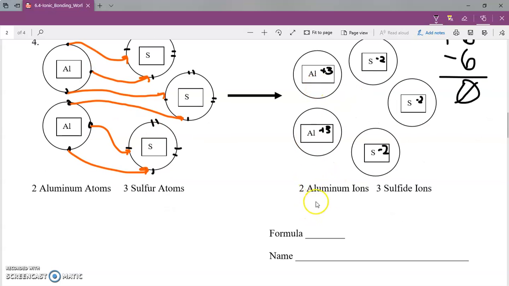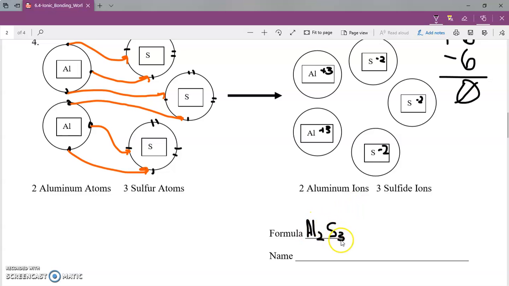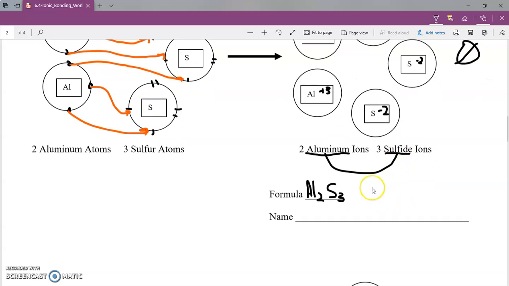And so my formula is going to be, well, I have 2 aluminums and 3 sulfurs, right? We just have to add them up as we see them. Al2 S3. And so we have 2 aluminum, 3 sulfur. Formula is going to be Al2 S3. My name, again, aluminum. We keep the name aluminum, keep the metal name. And then the non-metal is the IDE ending, right? Aluminum sulfide. That name goes here.